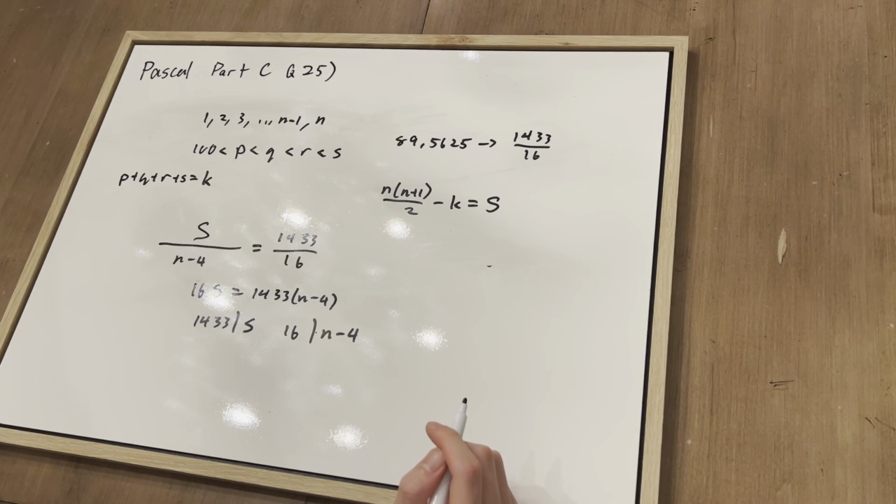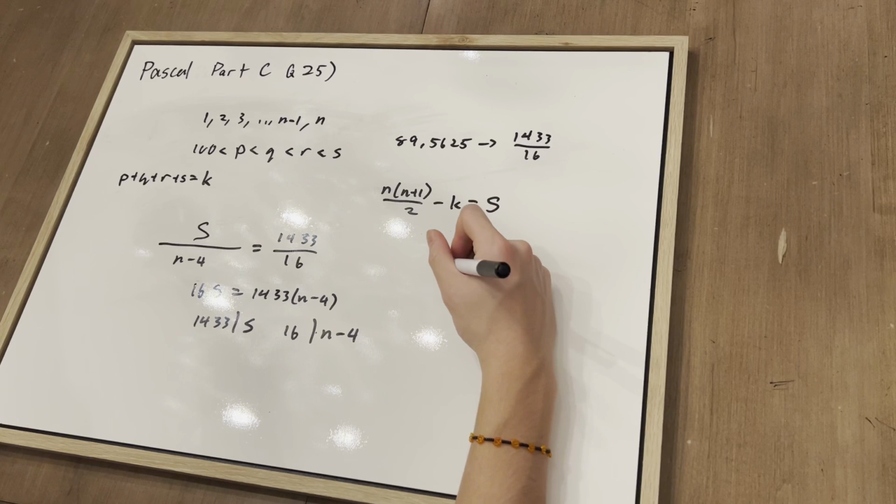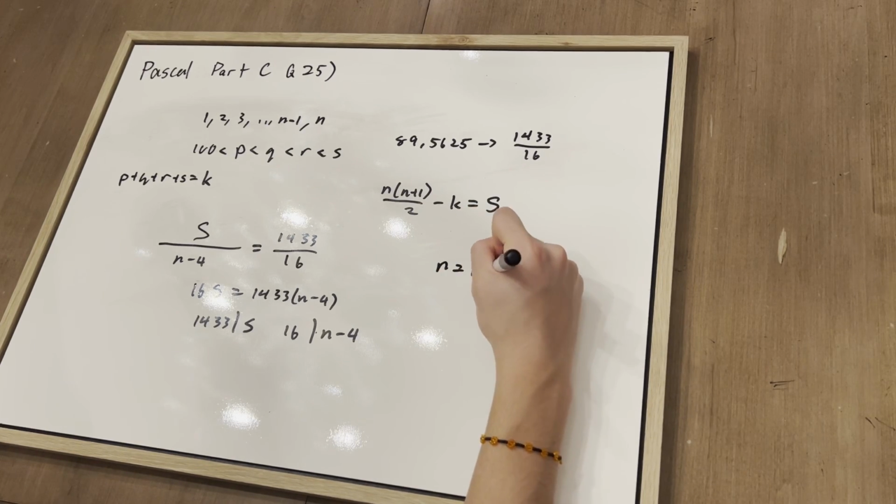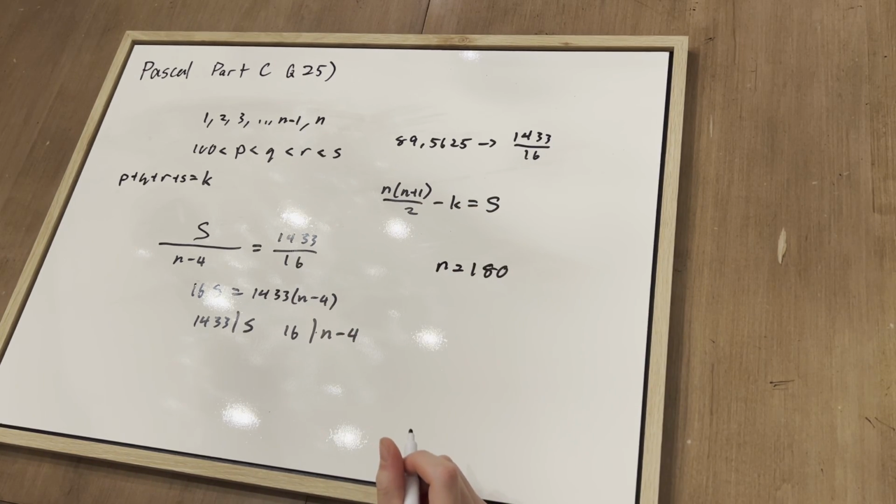From here, it's really clear to see that the original n probably was 180, and we can work on from there.